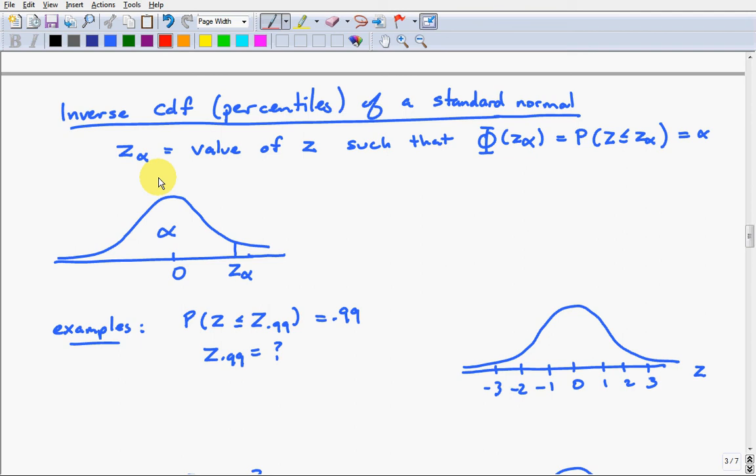What we'll do here is we'll let z with a little alpha subscript represent the value of z, so that's a value along the horizontal axis, such that the cumulative probability up to that point, that is the probability that z is less than or equal to the value z alpha, is the number alpha. So here alpha is a probability between 0 and 1. In terms of a picture, what we're saying is I've picked an alpha that gives me a certain area. I want you to tell me what cutoff z alpha would give me that value. That's the thing that I'm looking for. So we're saying, given an alpha, find z alpha.